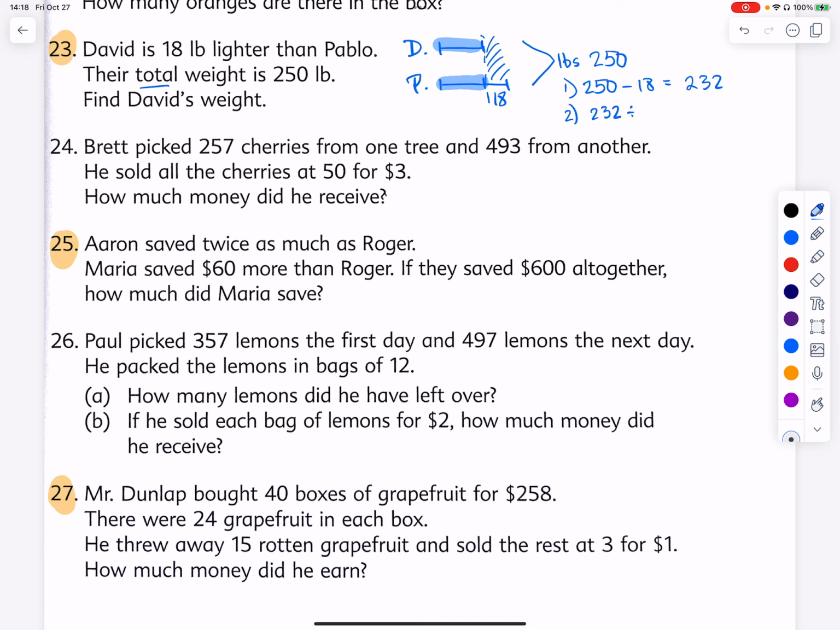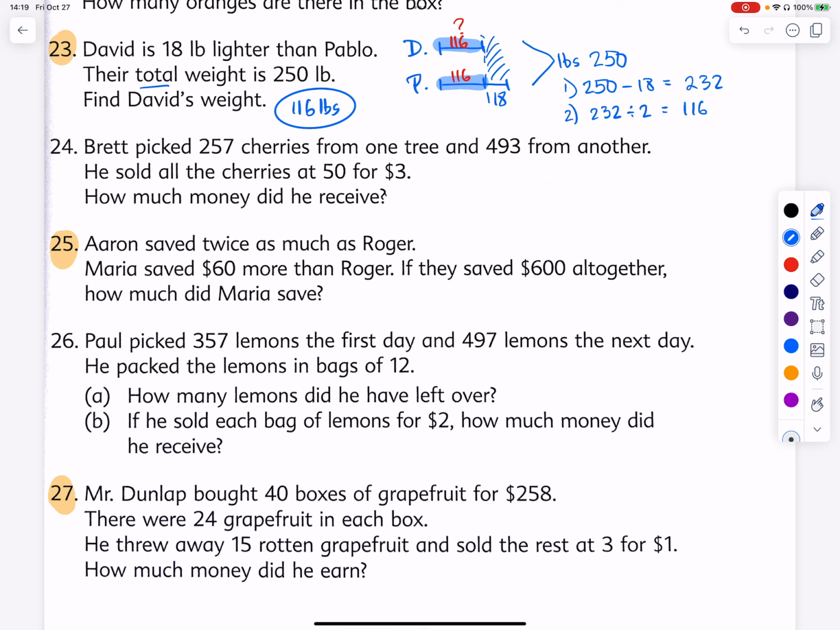Step 2, 232 divided into 2 equal parts. We have 116. Find David's weight. Did we find 116? Yes. 116 is David. This piece, 116 plus 18, would be Pablo. Let's write it down. 116 pounds is David's weight. Let's put our answer into an oval.